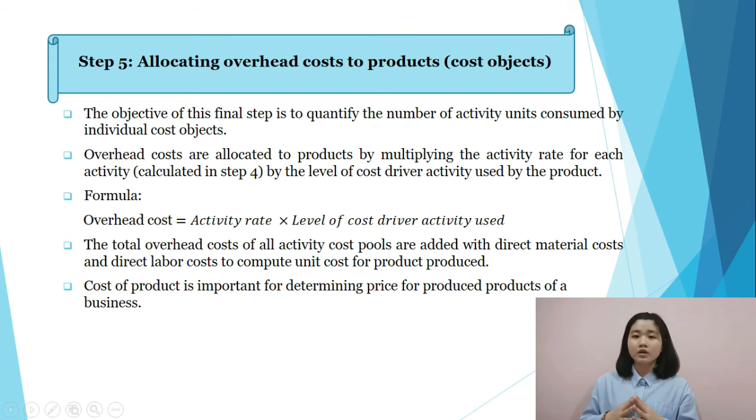The total overhead costs for all activity cost pools are added to the direct material cost and direct labor cost to compute the unit cost for the product. Unit cost for a product is important for a business to determine the price of products.